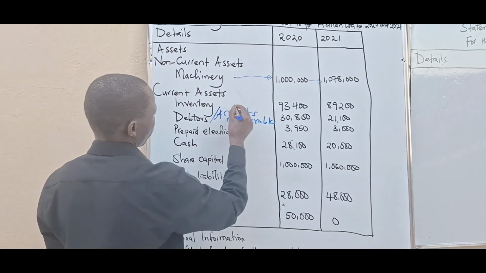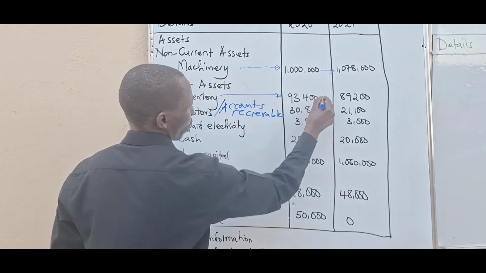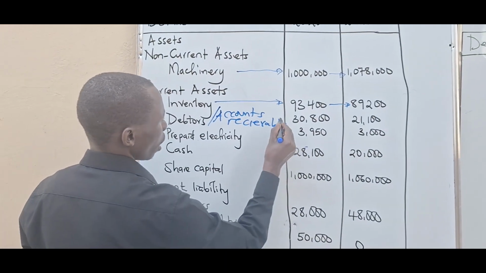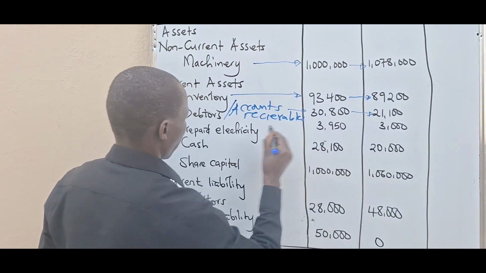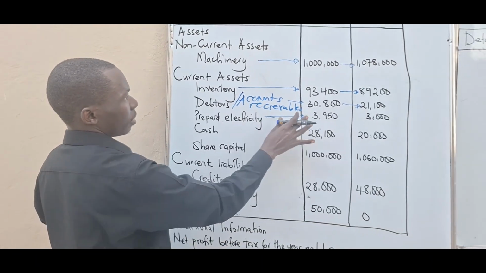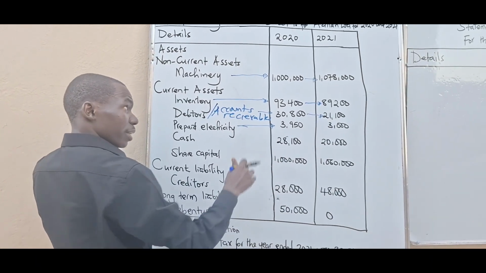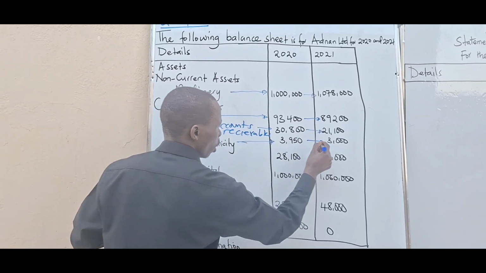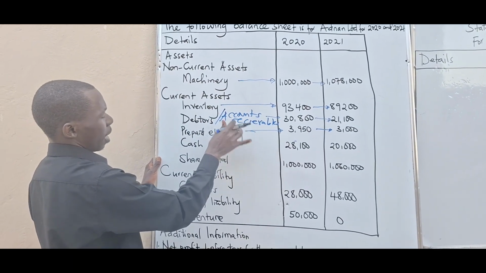Then we have electricity. Let me try to highlight so that you can see. Then we have prepaid electricity, the electricity which is paid in advance. In 2020 it was 3,950. Then in 2021 it reduced as well. So when you look, our current assets are reducing.